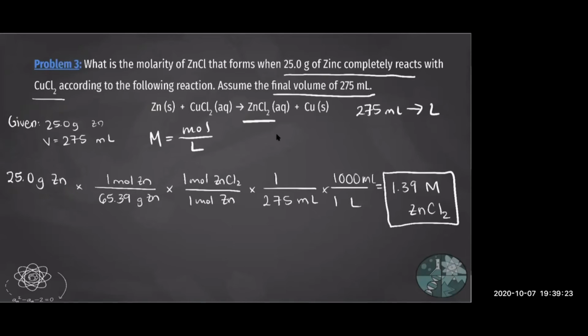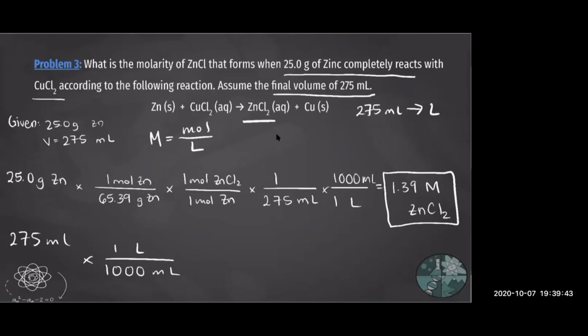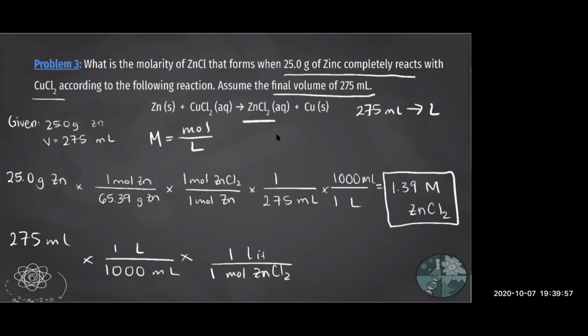Okay, so we start with... I started backwards. I started with 275 milliliters and then divided by 1,000. So let's do 275 ml. And then you got 1 liter. And did you stop there or did you continue? I then wrote 1 mole of ZnCl2 over 1 liter. So let's see, 1 mole. Yeah, then I got kind of lost.